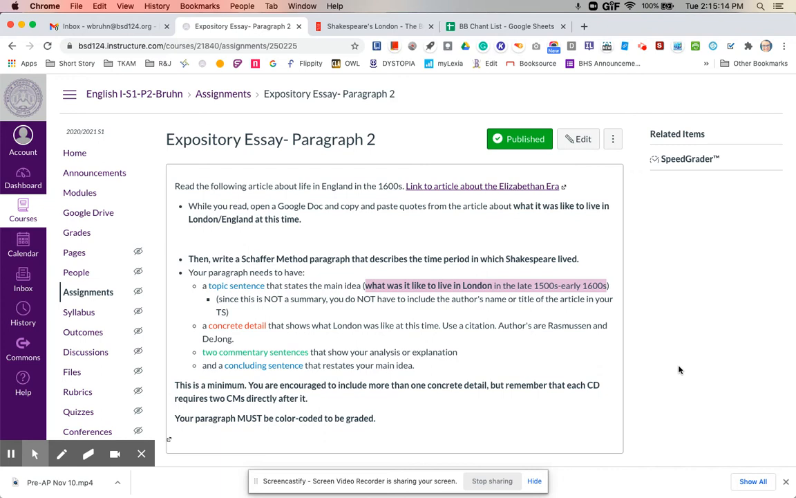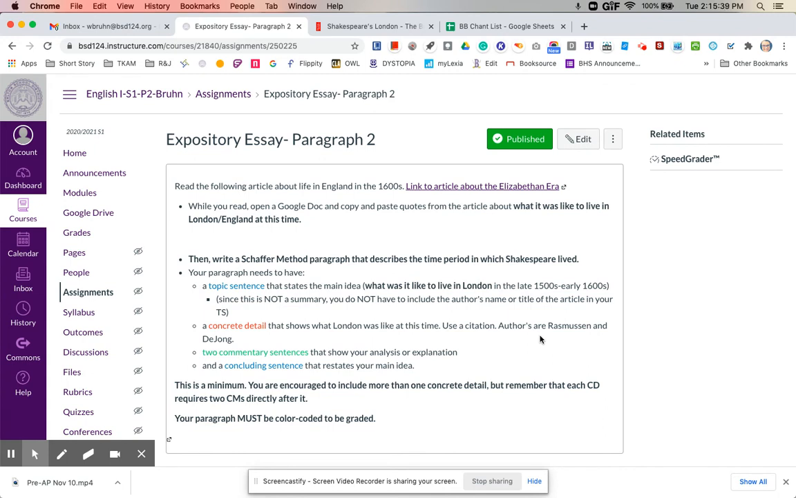You do want to use a citation. So your authors are Rasmussen and De Jong. Those are their last names. So you can either put that in parentheses at the end of your quote, or you can say according to Rasmussen and De Jong. Then 2 commentary sentences showing your analysis or explanation or adding more details. Again, that is in your own words. And then a concluding sentence that restates your main idea.